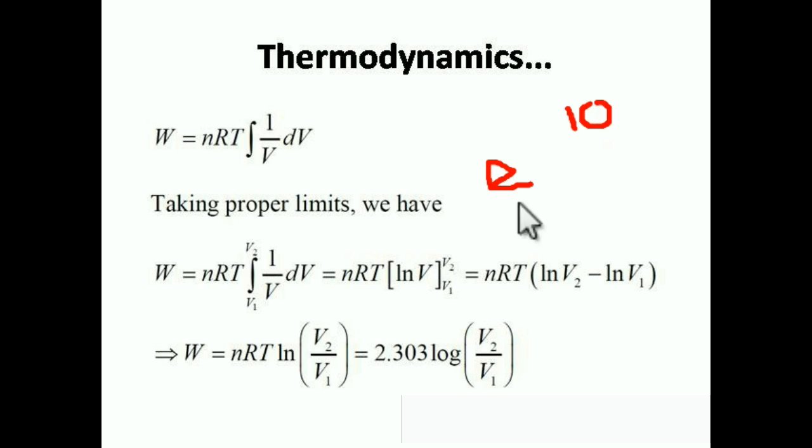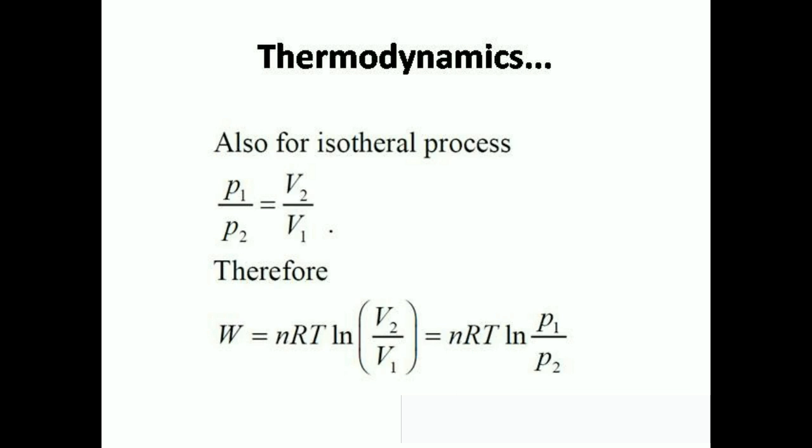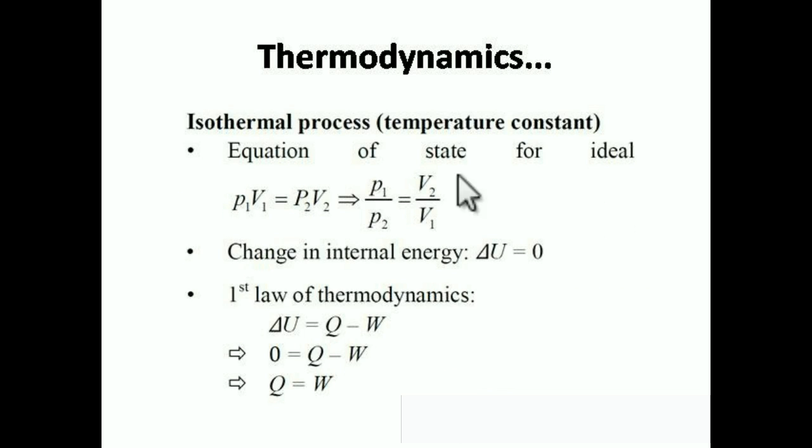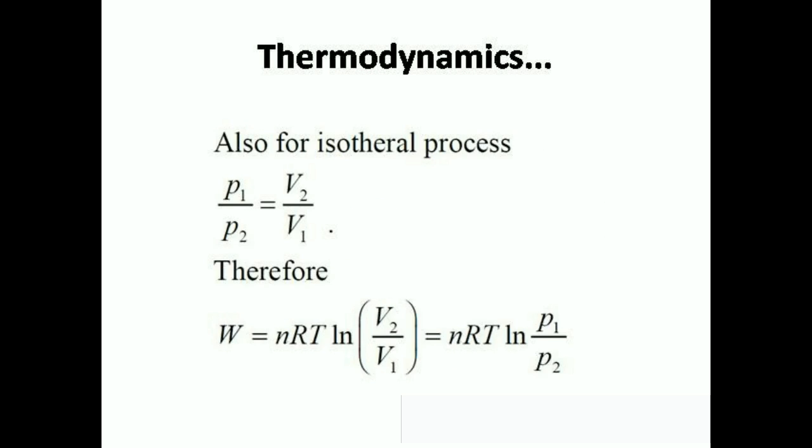So here you can also say that 2.303 nRT is missing here, 2.303 nRT log V2 by V1. Here log is with the base 10. Now again here you can see V2 by V1, but as we know that in the thermodynamic isothermal process, V2 by V1 can be written as P1 by P2. So here you can replace it, V2 by V1 can be replaced as P1 by P2.